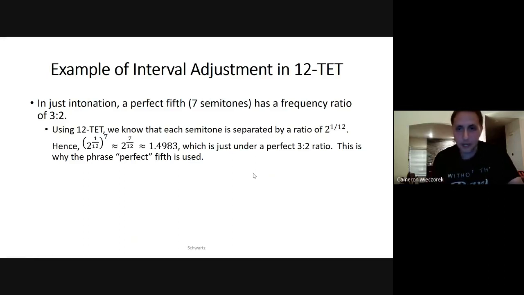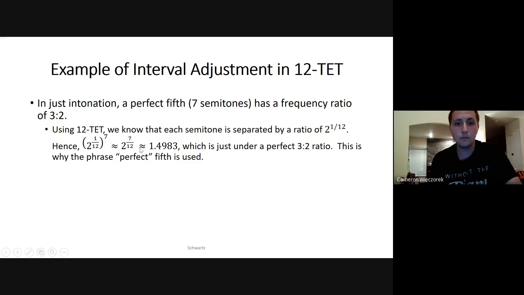But, as we said, there is approximation. Not everything can be a perfect whole number ratio. We mentioned that in the just intonation system, a perfect fifth, or 7 semitones, has a frequency ratio of 3 to 2. Now, using this 12-tone system, we know that each semitone is separated by a ratio of 2 to the 1/12. And since we are looking at 7 semitones, we're going to raise that ratio to the power of 7, multiply it 7 times in a row.